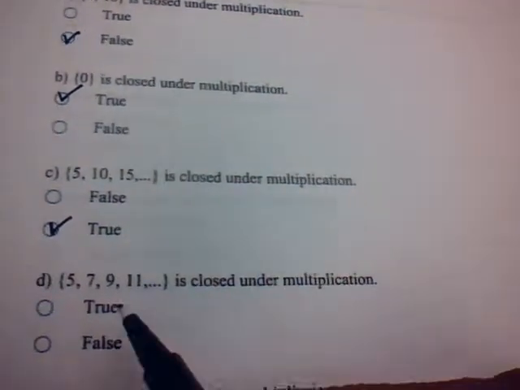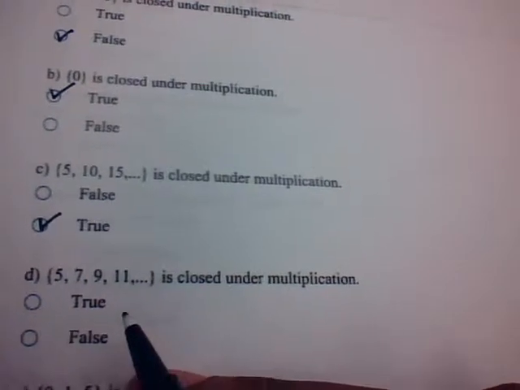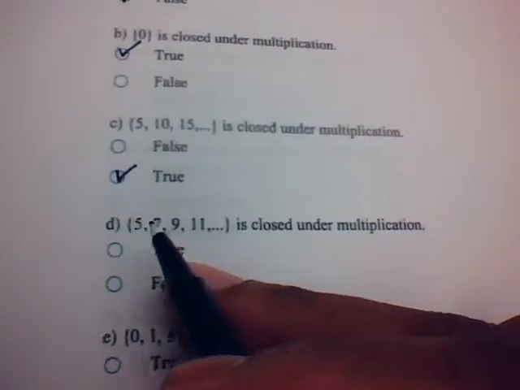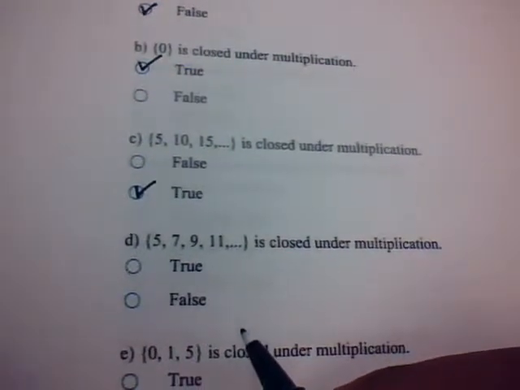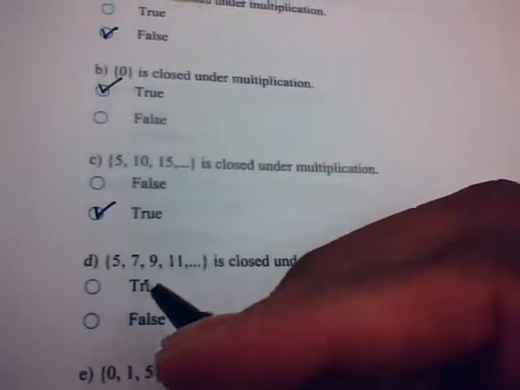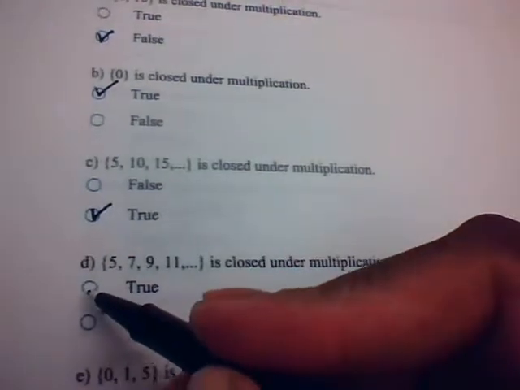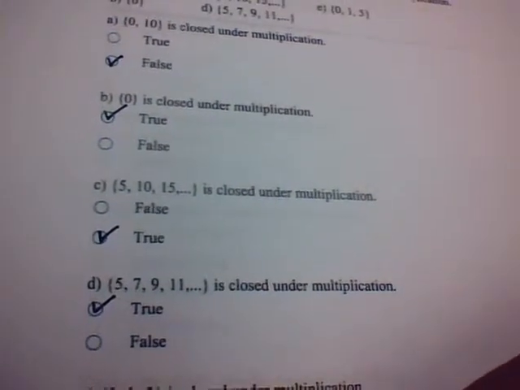Part D, 5, 7, 9, 11 is closed under multiplication. Let's see here. If I do 5 times 7, that would give me 35, and 35 would be in that set. 7 times 11 is 77. That too is in that set, so that would be true, that this set is closed under multiplication.